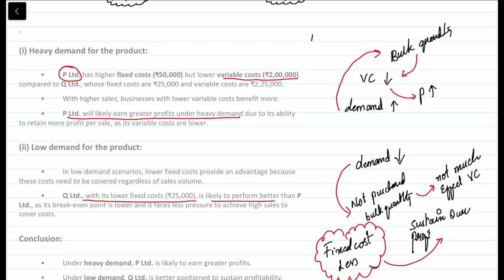So our conclusion is, under heavy demand, P Limited is going to earn a greater profit. Under low demand, Q Limited will have a sustainable profit.